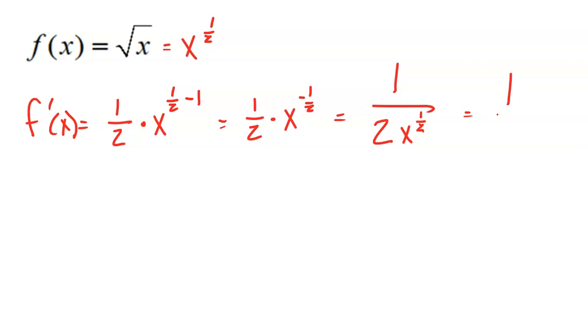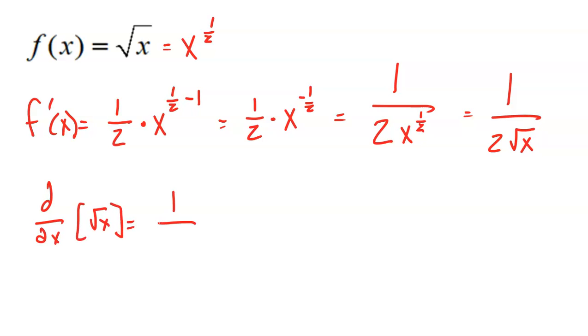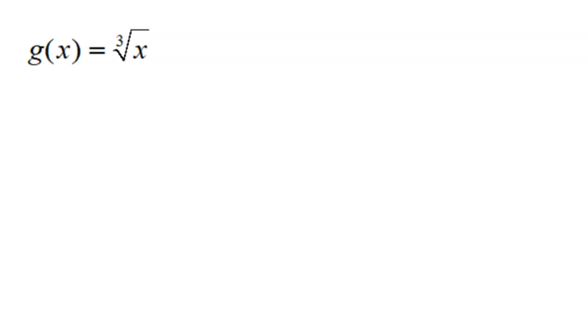And then I could even do one more item there. I could change that x to the 1/2 back to a square root, but it's in the denominator because of that negative exponent. So the derivative with respect to x of the square root of x is 1 over 2 square root of x. How easy was that to apply the power rule? All right, let's try another one here.